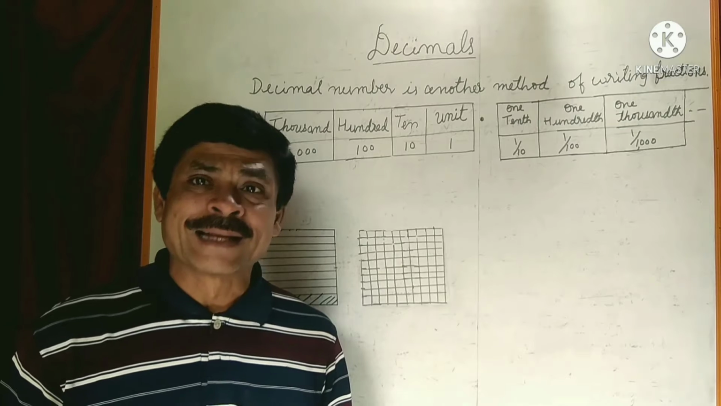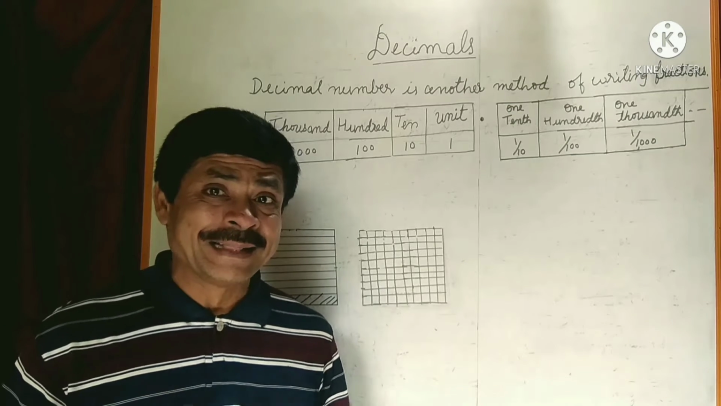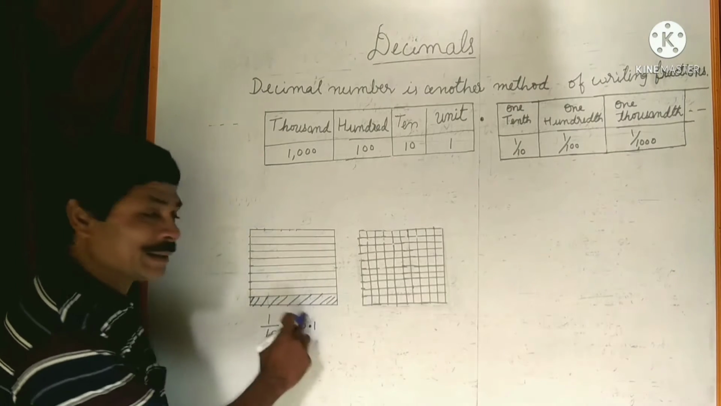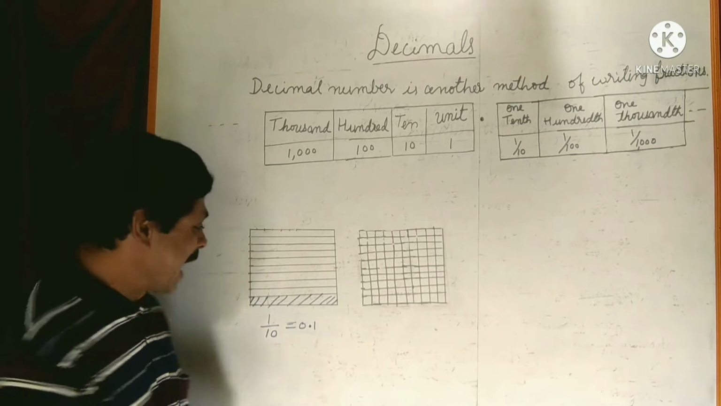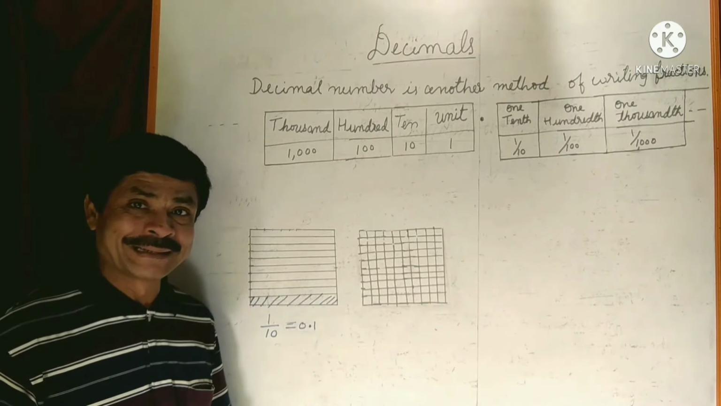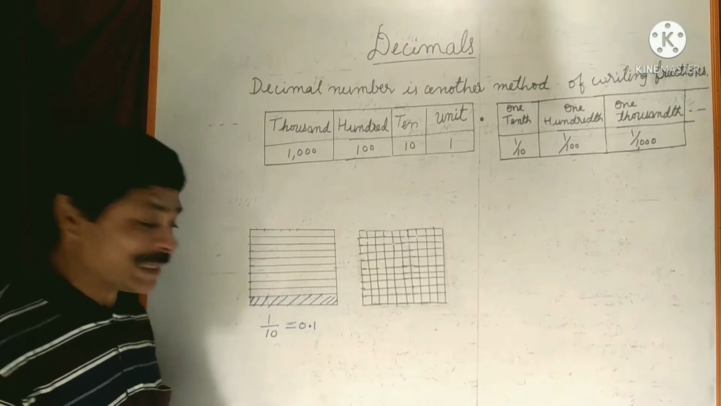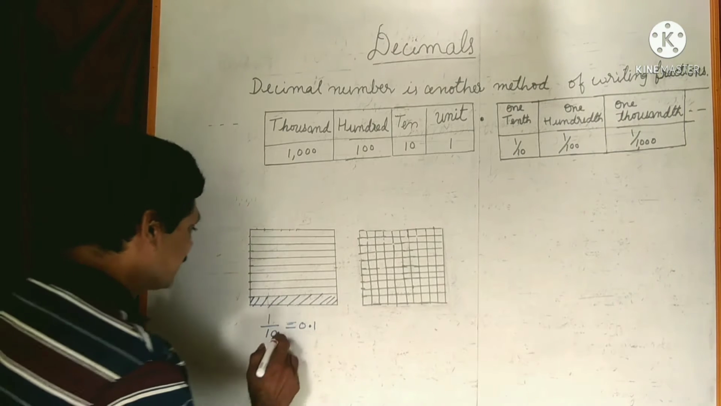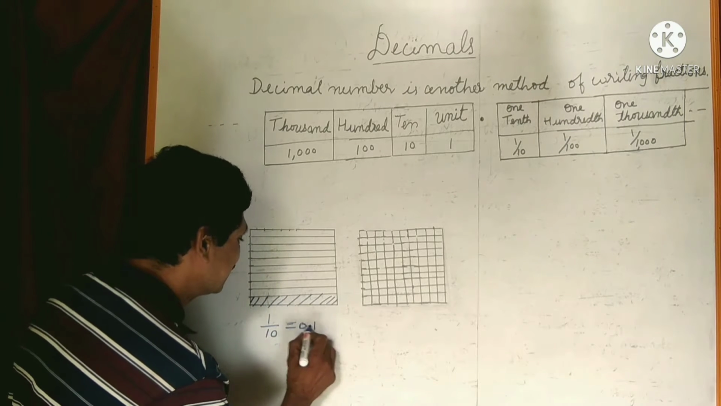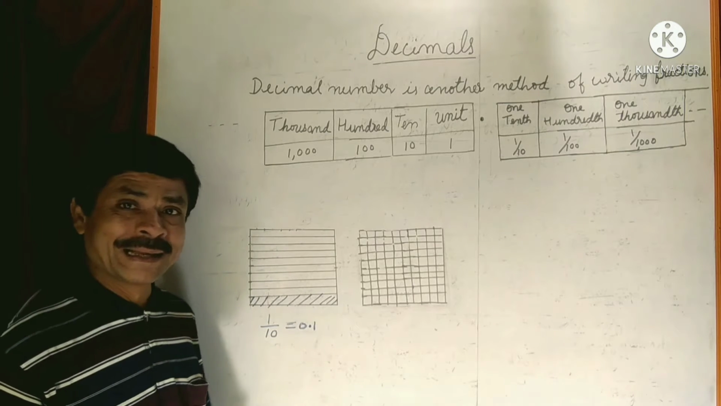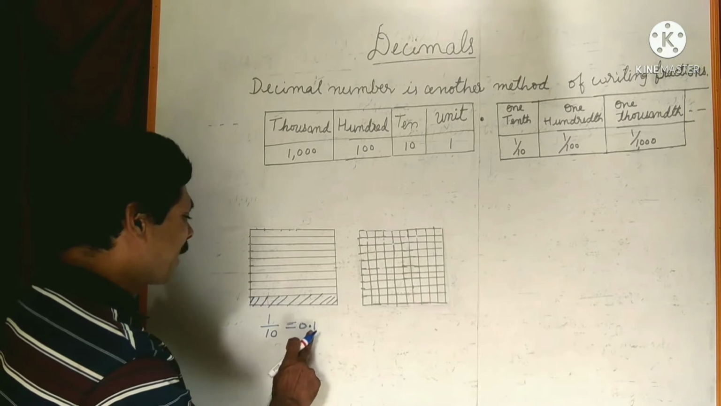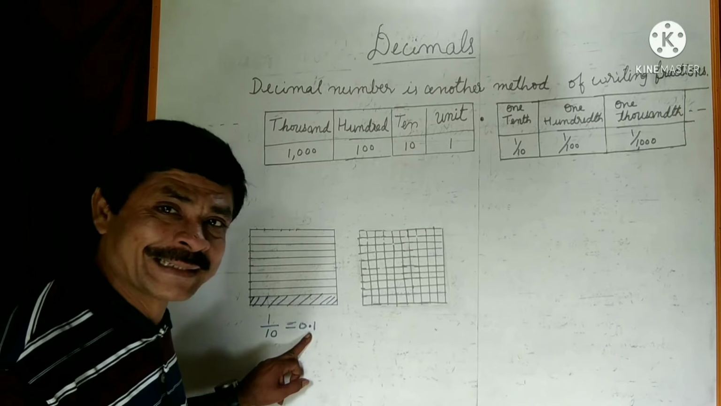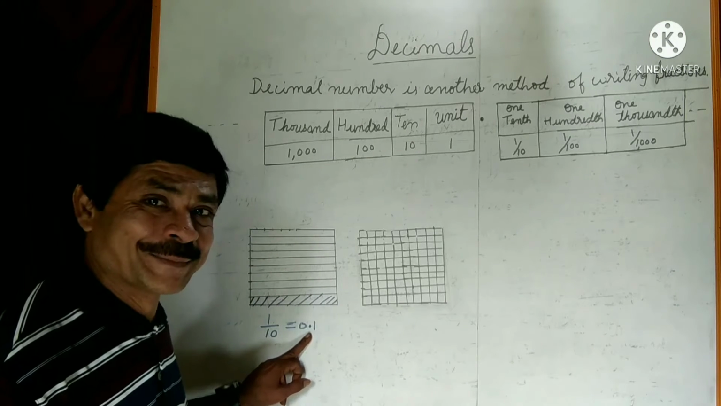To understand the concept of decimals better, let us take an example of a square. Divide the square into 10 equal parts and color one part of it. This can be written as 1/10. In another form, this can be written as 0.1, and you can read it as 0.1. This another method of writing fraction is called the decimal system.